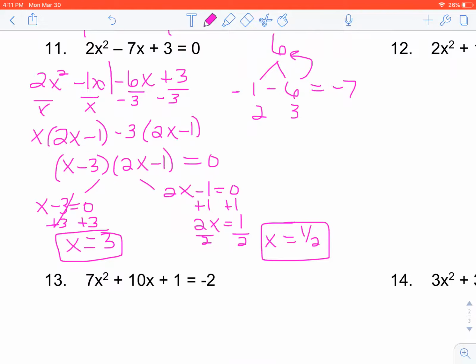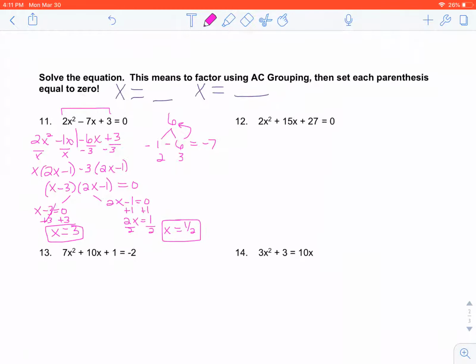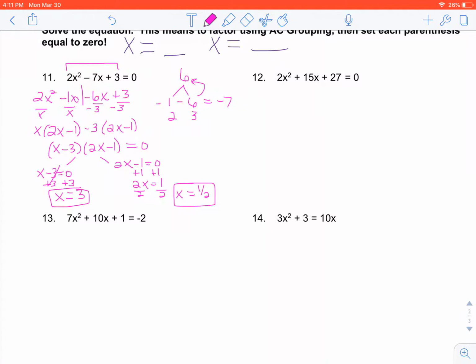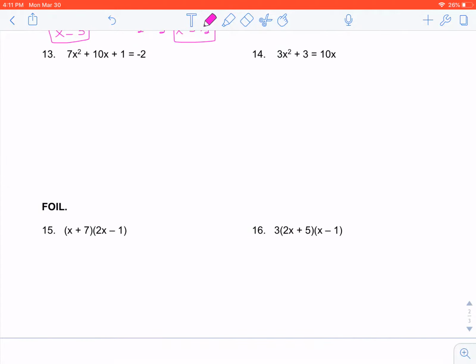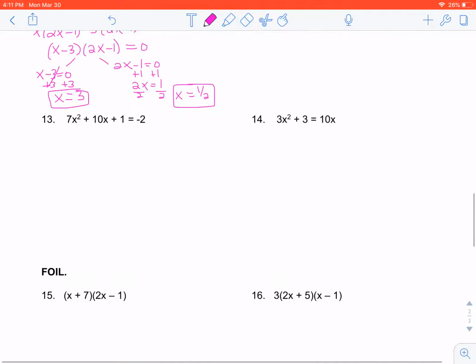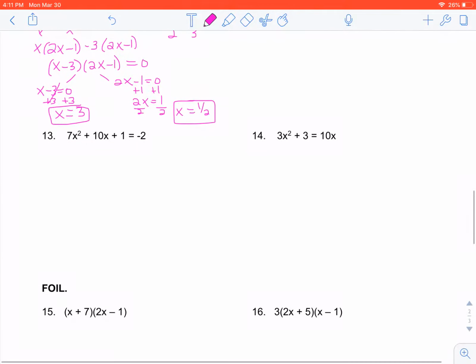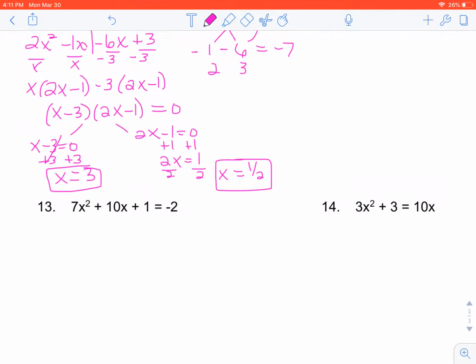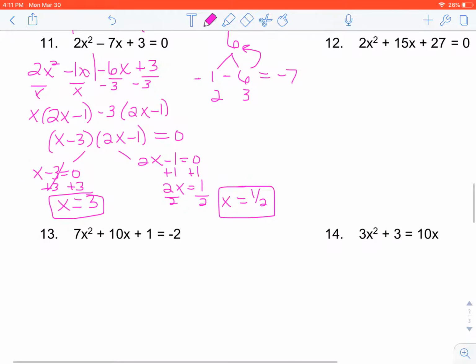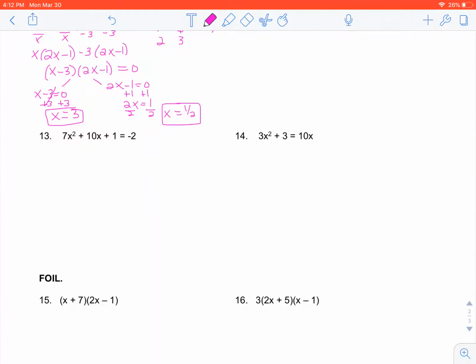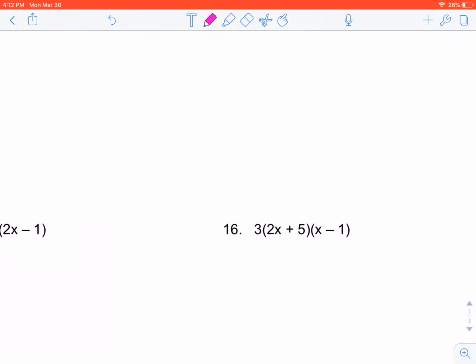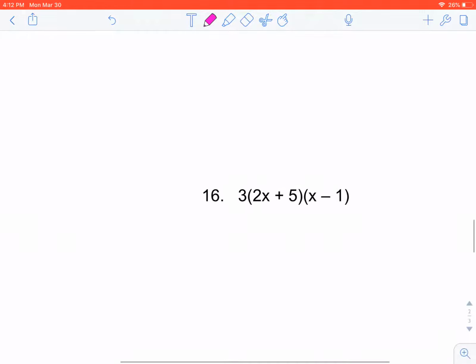The second type of problem that we're going to look at is at the bottom of the page. At the bottom of the page, there are 2 old problems that we did way back when we started Chapter 5. Those 2 problems ask us to FOIL. FOIL is the opposite of factoring. They're called inverses. When you have opposites in math, they are also known as inverses. So the opposite of factoring is foiling. The opposite of foiling is factoring. Pretty much, one form can change to the other.